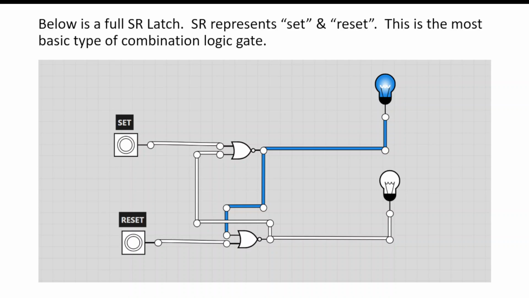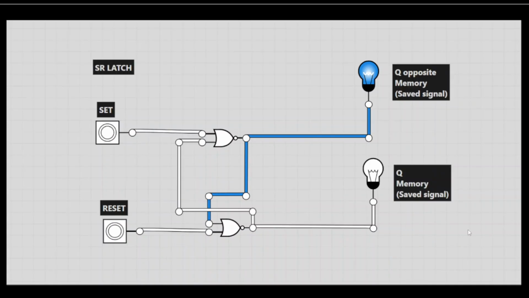What you'll notice is that the outputs are always going to be opposite from one another. When this one is high, that one is low. And if this one's made high, then that one will be low. And the two inputs are often referred to as set and reset. Well, let's see how this works.